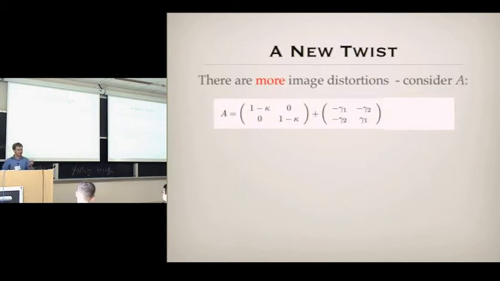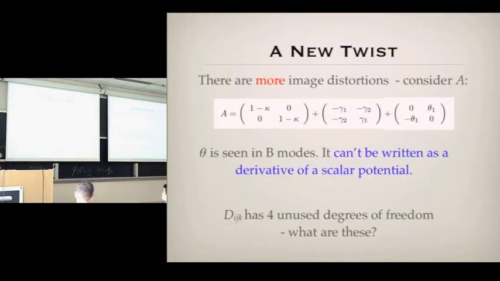And the key thing about theta is that it can't be written as a derivative of a scalar potential. Whereas we wrote kappa as d star d psi, we wrote this as d d psi. Can't do the same with theta. I think you can, but the potentials are complex. Okay, I take it back. A scalar real potential. Yeah.